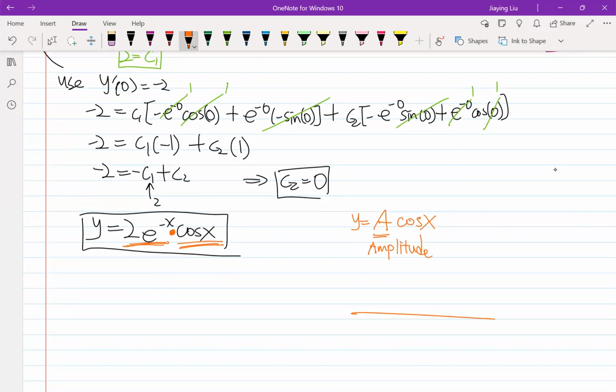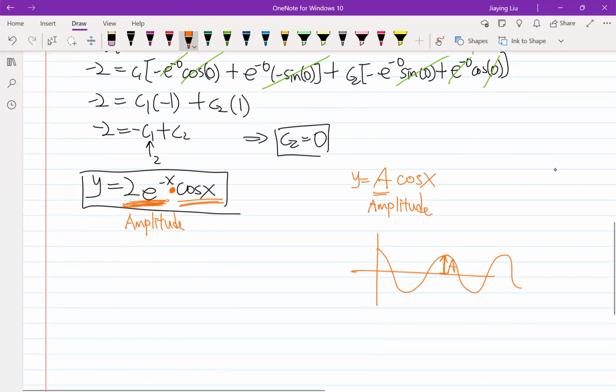Right? So cosine function looks like this. It's an oscillating function, and this is what the amplitude is. For this particular example, the 2e to the negative x, that's what we call the amplitude function. It defines how high the cosine curve could go or how low the cosine curve could go. And it changes based on x.